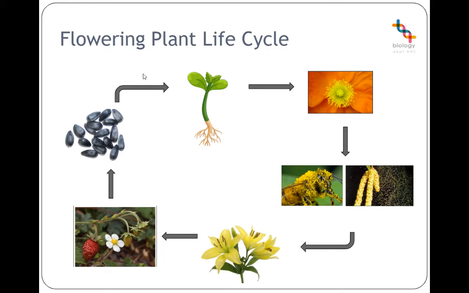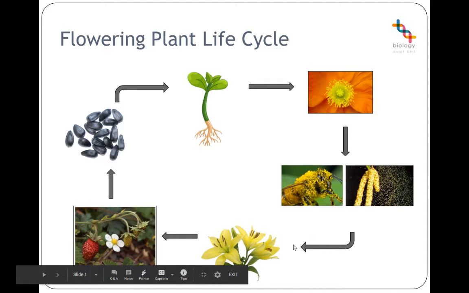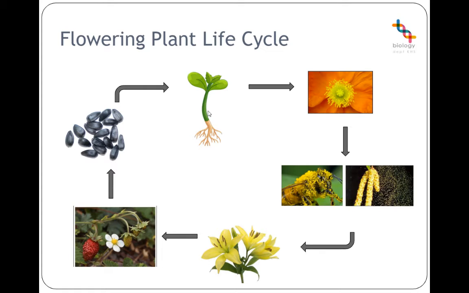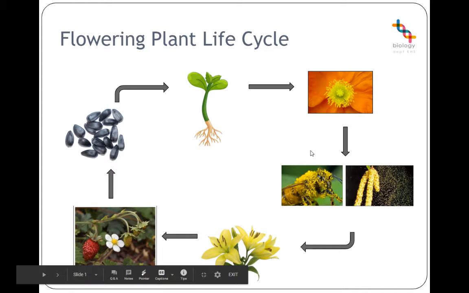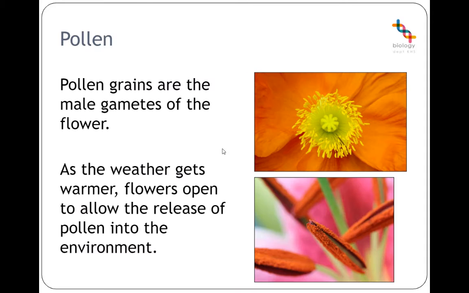It shows the life cycle of a flowering plant. Because it's a cycle, you can start at any point. You can start with seeds germinating, growing into a mature plant. You can go to petals and how this is affected either by wind or by insects. You can look at fertilized plants, and then you can look at fruit formation and seed formation.